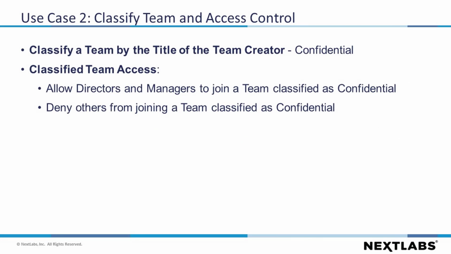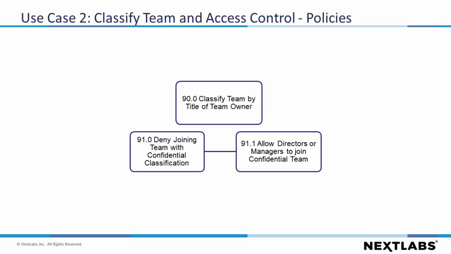In our second use case, we will classify a team by the title of the team creator with a classification of confidential and only allow directors and managers to join a team classified as confidential and deny all others from joining a team classified as confidential. There are 3 policies for use case 2. The first policy classifies the team based on the title of the team owner. The second policy is a default deny policy for joining a team with a confidential classification, and we have a sub-policy that allows only directors and managers to join a confidential team.